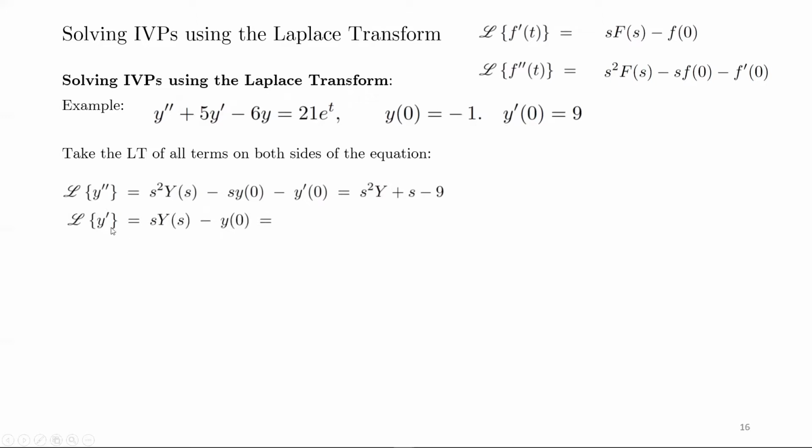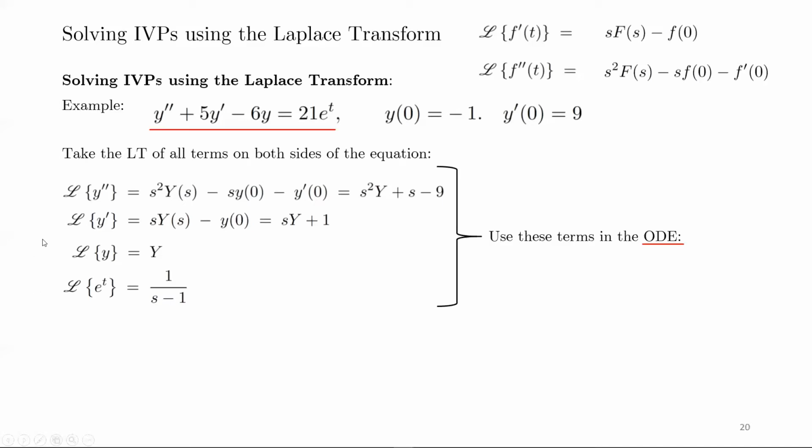We can do the same thing with the first derivative of y, so s times y of s minus the first initial condition, which is -1. So minus -1 is +1. And then finally, next we can take the Laplace transform of y itself, which is just y of s. And the Laplace transform of e to the t is 1 over s minus 1. So this is straight from the Laplace transform properties that we learned earlier in this unit.